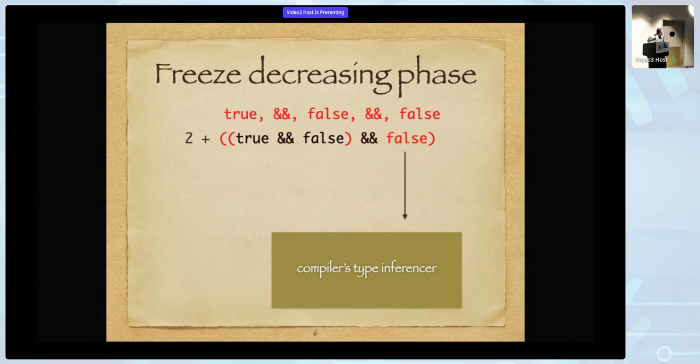And for this one, the program will be passed to the compile type inferencer, and the compile type inferencer says this program has a type error. So we know this one cannot be unfrozen. And then finally, this last expression is well typed. So we know this black part can be evaluated.